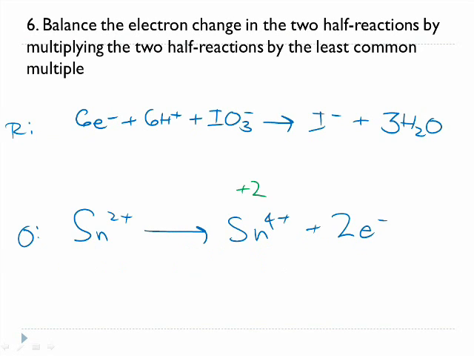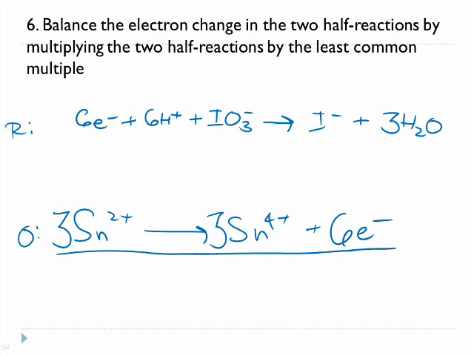Alrighty, so let's now balance the electron change in the 2 half reactions by multiplying the 2 reactions by the least common multiple. So we see there's 6 electrons here and 2 electrons here. That means we're going to have to multiply by the least common multiple, which would be 6. So we'll multiply this one by 3. The upper one, we don't have to do anything. That has the lowest common multiple. Well, we multiply by 1. So we multiply everything by 3. And there we have 2 half reactions. And we do that so we can, at the end, cancel out the electrons. So then we go on to the next step.